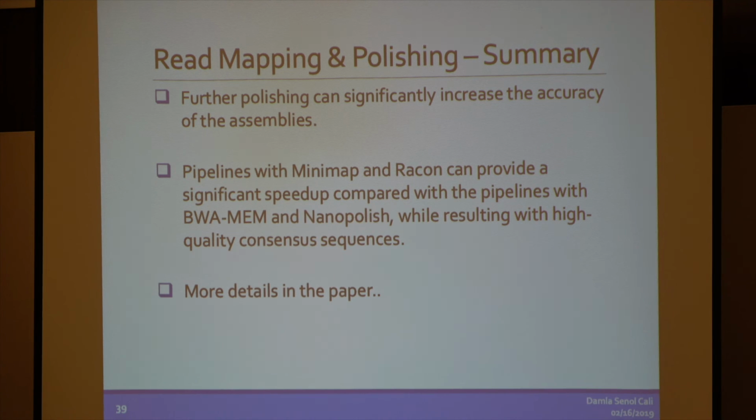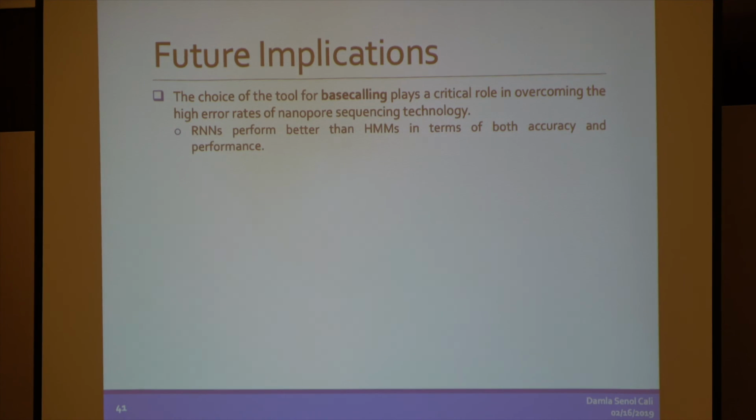But what we can summarize here is that further polishing can significantly increase the accuracy of the draft assemblies, and pipelines with Minimap as read mapper and Racon as polisher can provide a significant speed up over the BWA and Nanopolish pipeline. And Minimap and Racon also result in high quality consensus sequences. So what we can imply for the future from this analysis is that the choice of tool for base calling is really important for overcoming the bottleneck of the technology. And RNNs perform better than HMMs in terms of both accuracy and performance, so they are more promising.